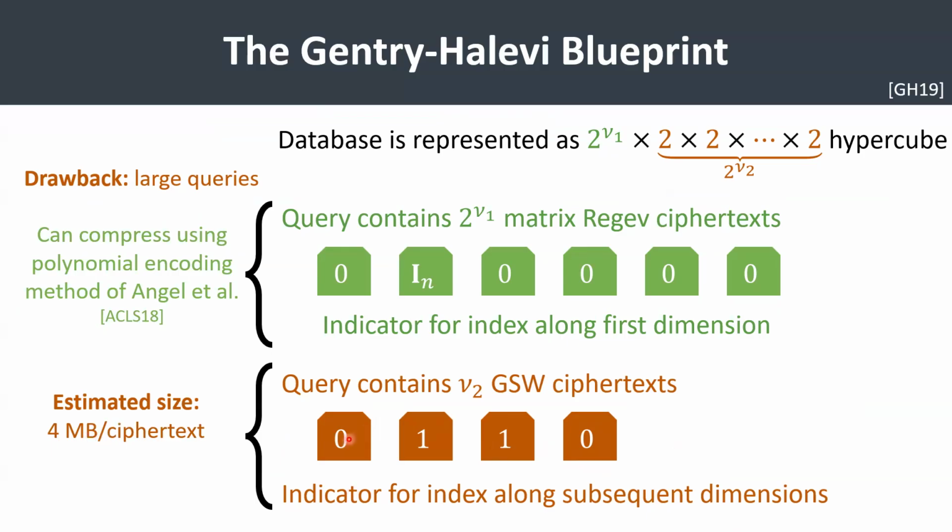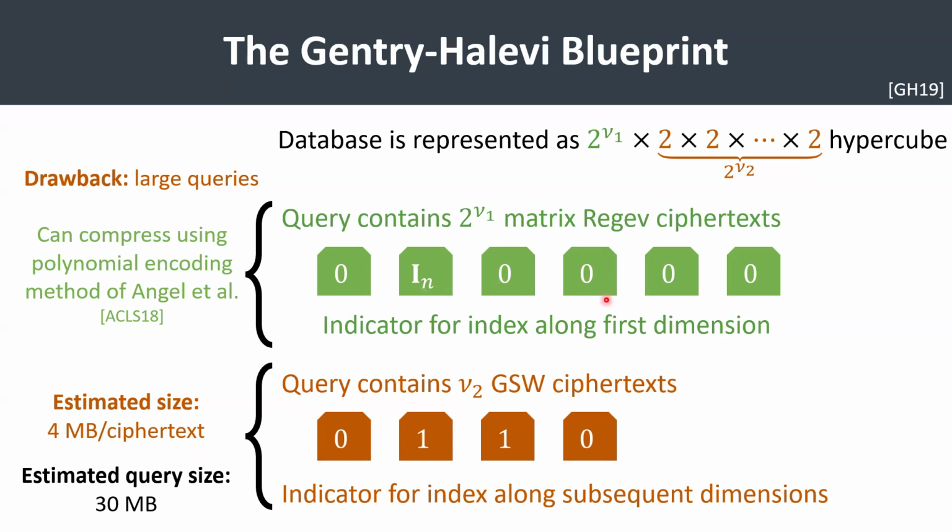In fact, each of these single bits, encrypting a single bit, is 4 megabytes for the concrete parameters we look at. So this is going to be a gigantic ciphertext. And in fact, if you plug in all of the parameters, the overall query size for the original Gentry-Halevi construction is something like 30 megabytes, which, relative to the size of the database, might be like 10% of the database size. So this is a gigantic query in the grand scheme of things.